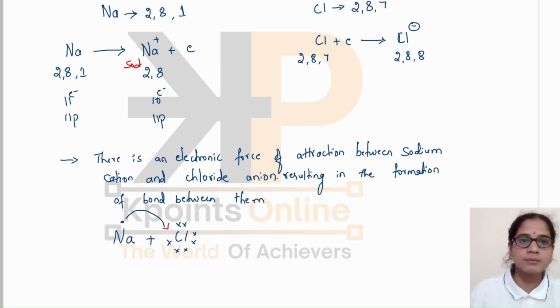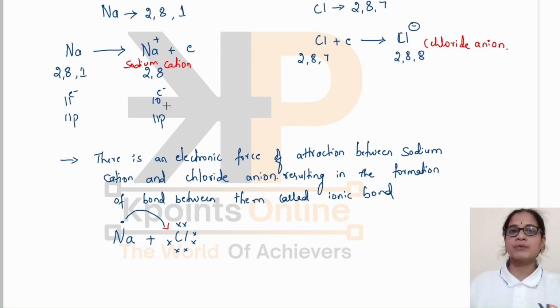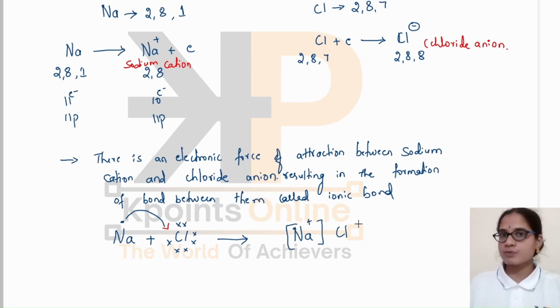This is sodium cation. Always the element which loses the electron is called a cation, and the element which gains an electron will become an anion. This will be chloride anion. And now the electrostatic force of attraction between sodium cation and chloride anion results in the formation of sodium chloride. Sodium loses an electron to become sodium cation, and chlorine gains an electron from sodium to form chloride anion. So the electrostatic force of attraction between sodium cation and chloride anion results in the formation of bond between these two, cation and anion, to form sodium chloride.